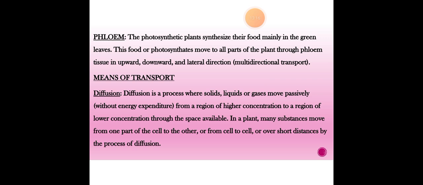Diffusion is a process where solids, liquids, or gases move passively, without energy expenditure, from a region of higher concentration to a region of lower concentration through the space available. So in a plant, many substances move from one part of the cell to another part of the cell, or from cell to cell, over short distances by the process of diffusion.